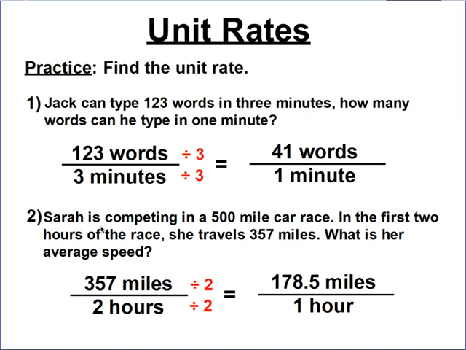For question 2, it says Sarah is competing in a 500-mile car race. You should have figured out that 500 is not a number that you need to use to solve this problem. That is irrelevant information. What's relevant is that in the first 2 hours of the race, she traveled 357 miles. What is her average speed? That means her average speed would be miles per hour, or miles in an hour. So the original rate is 357 miles in 2 hours. If you divide that by 2, which is the denominator, you can calculate that she's traveling a unit rate of 178.5 miles for 1 hour, or per hour.